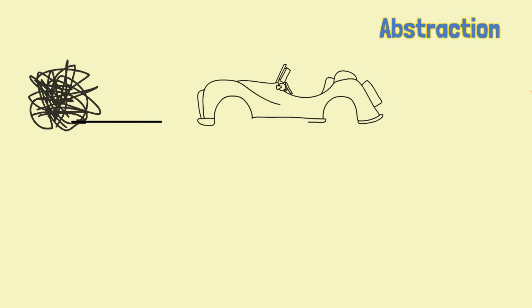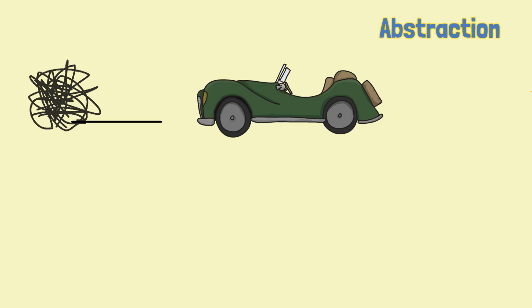Abstraction. Abstraction is similar to encapsulation, but it's more about simplifying things. It means you only show the necessary information and hide the complex details. For example, when you drive a car, you don't need to know how the engine works, you just use the steering wheel, the pedals, and the gear shift to control the car.